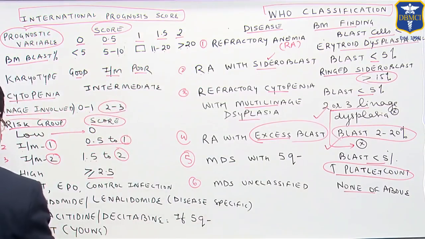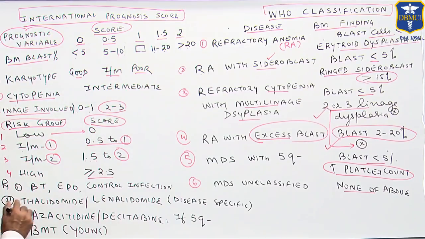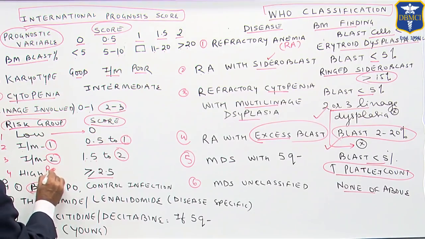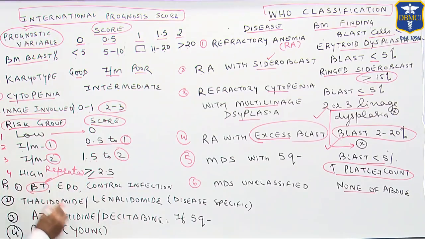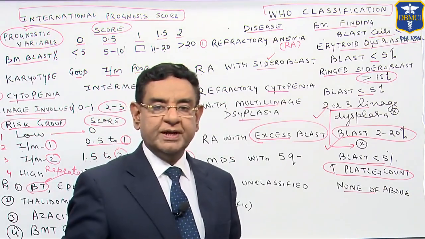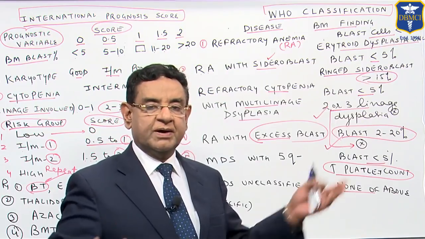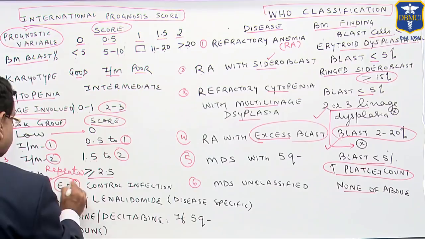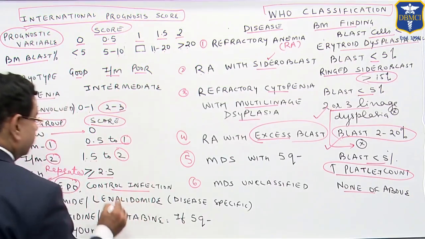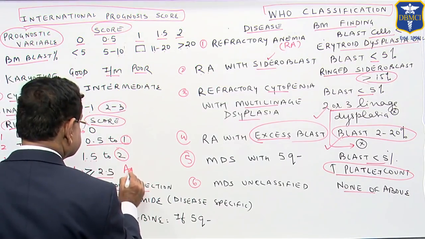Now, how to treat a case of myelodysplastic syndrome? Repeated blood transfusion is the answer. Why repeated? Because patient has pancytopenia, infections, patients are very anemic, so we can give erythropoietin. You have to treat infection by giving antibiotics.